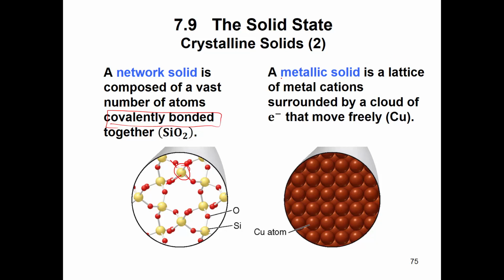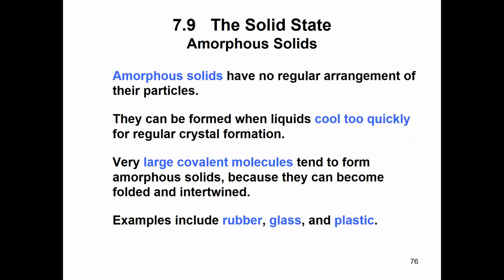A metallic solid is what we call a lattice solid. If you've never seen a lattice, it's like the ones in a fence, or that some people have under their porch or back deck to hide their lawnmower and everything. That's a lattice. The lattice is metal cations surrounded by a cloud of electrons that are going to be moving around. And that makes them very reactive, and that's why metals are very reactive. Our example here is copper, which is a pure metal.